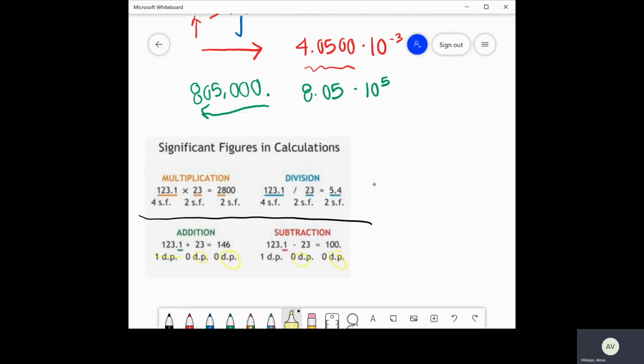So this one had 1 decimal place, this one had 0, so you're going to need a figure that has 0 decimal places. In this one, with subtraction, you are going to be given something similar. So this, and with multiplication and division, instead of decimal places, you are going to be looking at the significant figures in each piece of data.